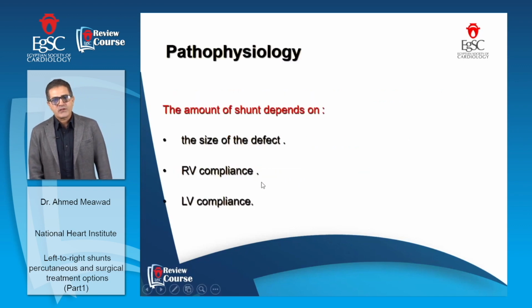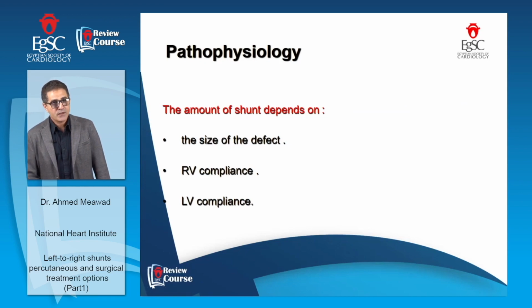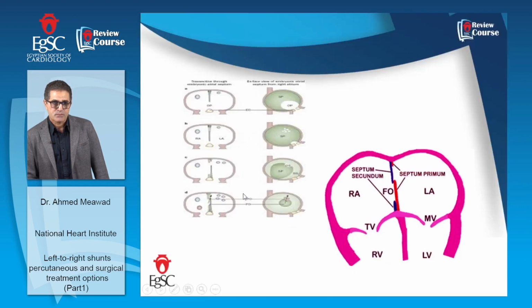The amount of the shunt in ASD depends on the size of the defect, RV compliance, and LV compliance. So in older patients, when the LV compliance increases due to age, systemic hypertension, diabetes, or coronary artery disease, the compliance of the left ventricle increases, which results in more left to right shunt and more symptoms.